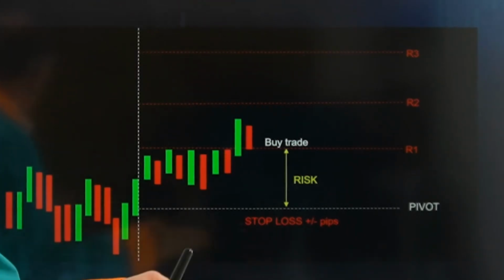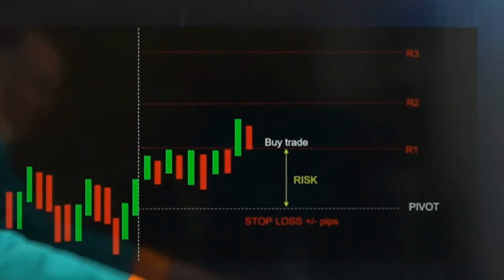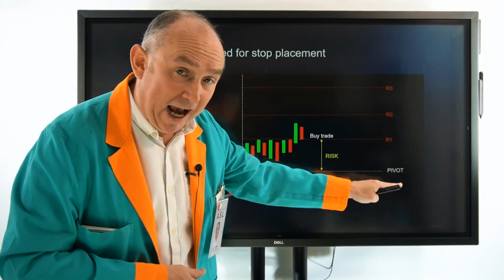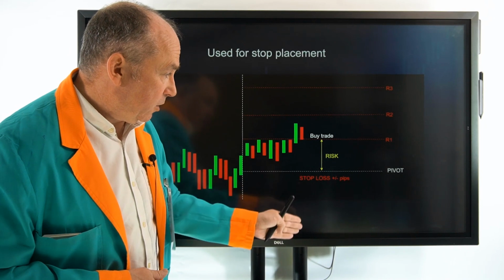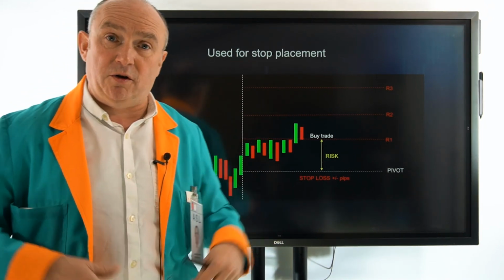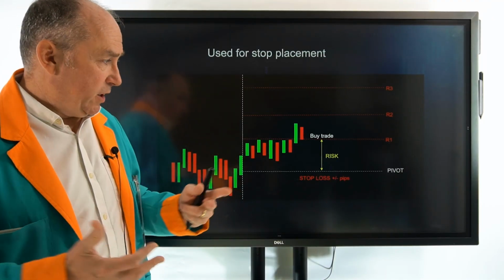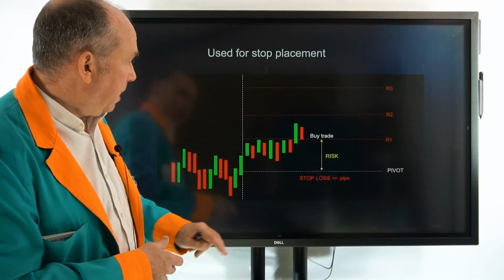And if you're wrong, of course, you need to get stopped out. You might want to place your stop below the next pivot point below, which in this example would be the actual pivot itself. That will create an established risk amount so that you're not going to be risking your whole account on a trade. You should always be using stops in the trade.